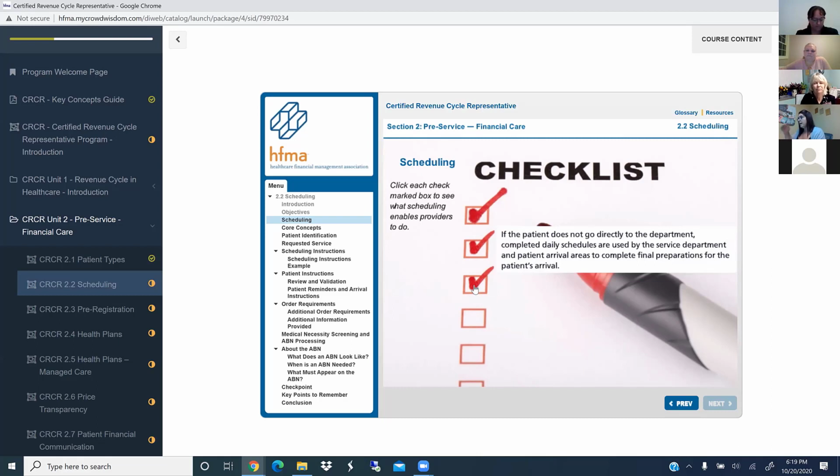And then the components of the scheduling process is a very important element of the patient-centric revenue cycle pre-service sector. The activities form the basis of the pre-registration and financial clearance. It's a mouthful.